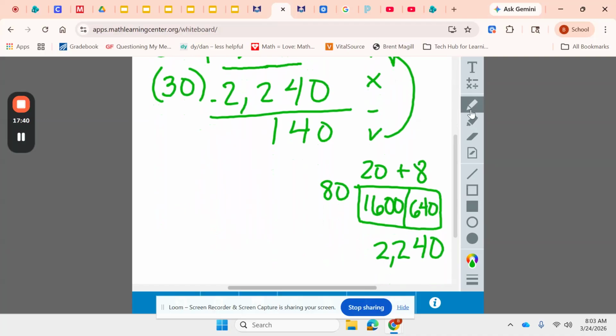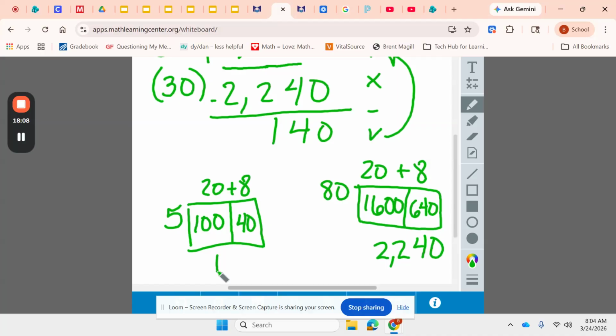5 times 20 plus 8. I'm going to kind of cram it all in here. All right. Let's see. 5 times 20. What's that? Yeah, 5 times 2 is 10. Shift one place for the 20. It's 10 times bigger. 5 times 8 is 40.